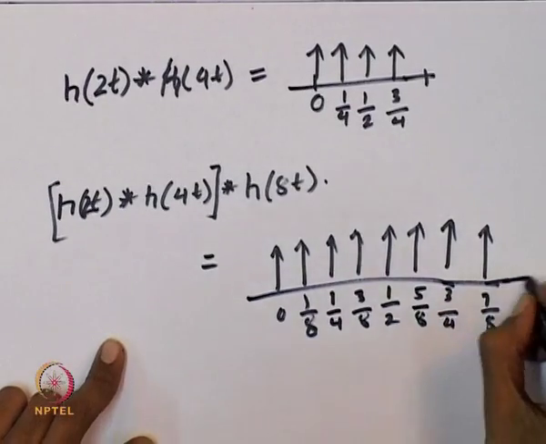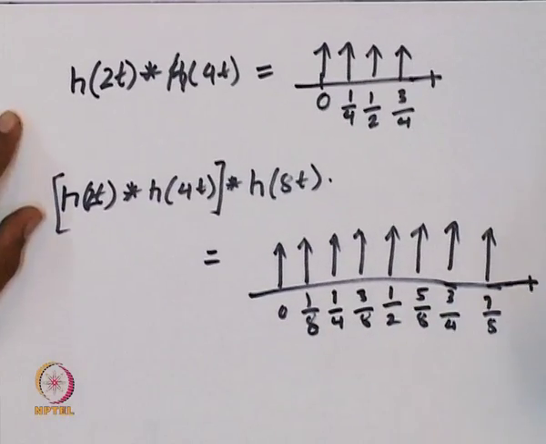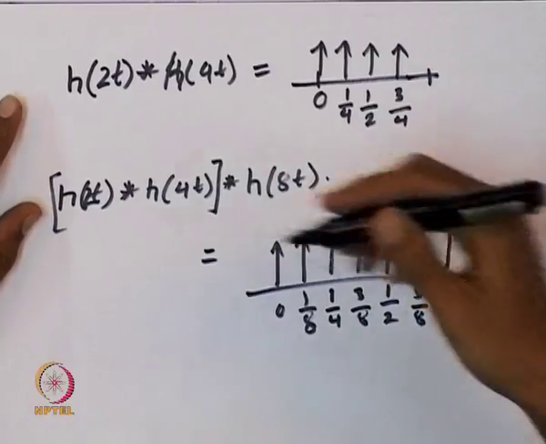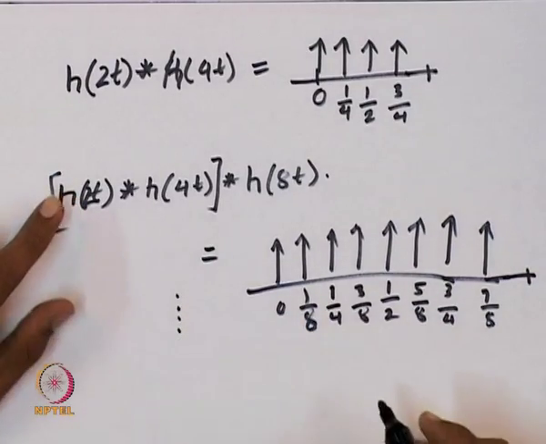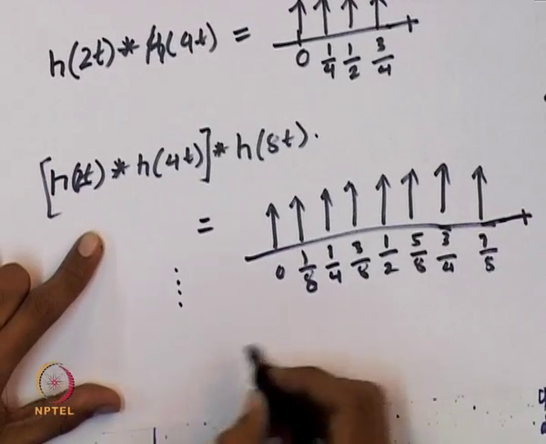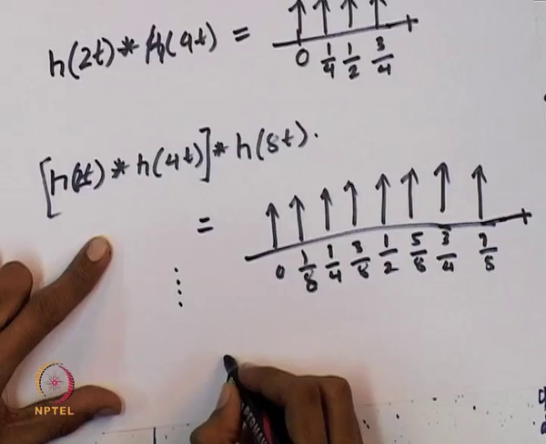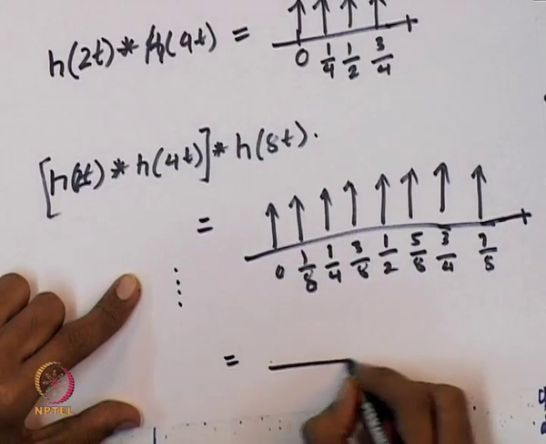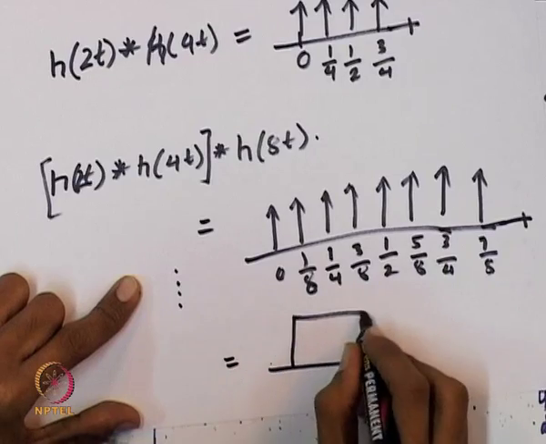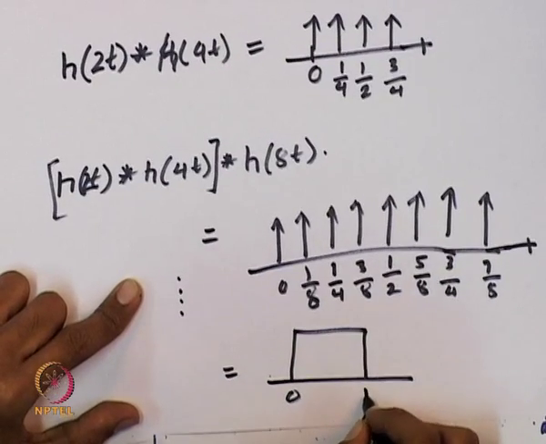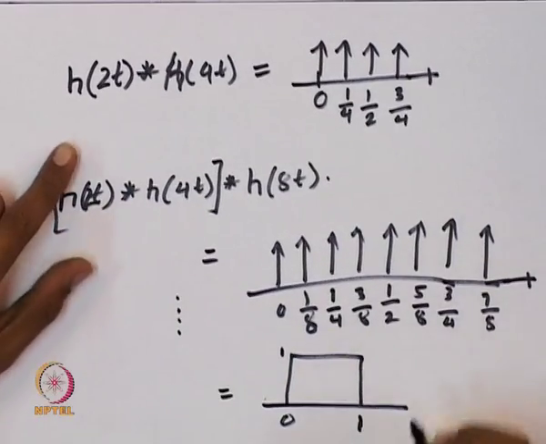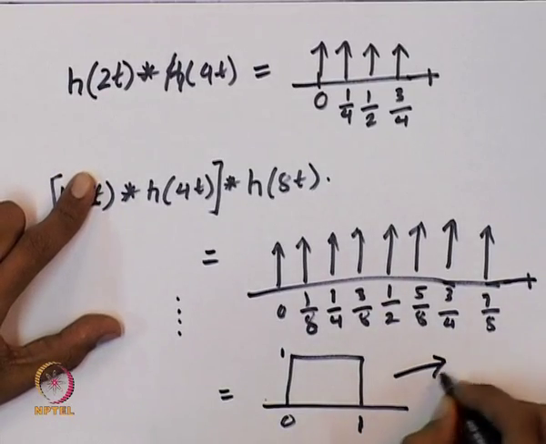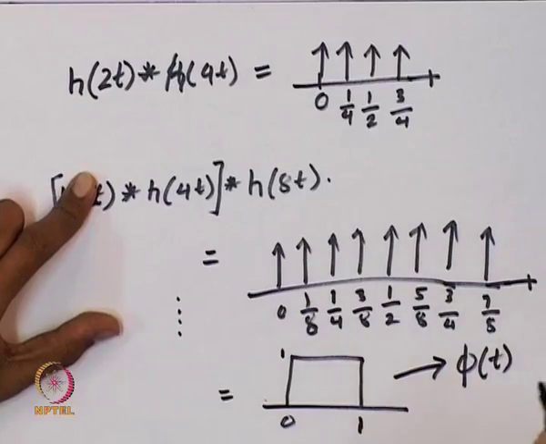So, as you can see, the support for this is from 0 to 1 even now, and in every case, but the impulses are becoming denser and denser, they are becoming closer, and if we keep continuing in this way, we get a signal which looks like this. And this is exactly what we called as our scaling function, which is phi of t.